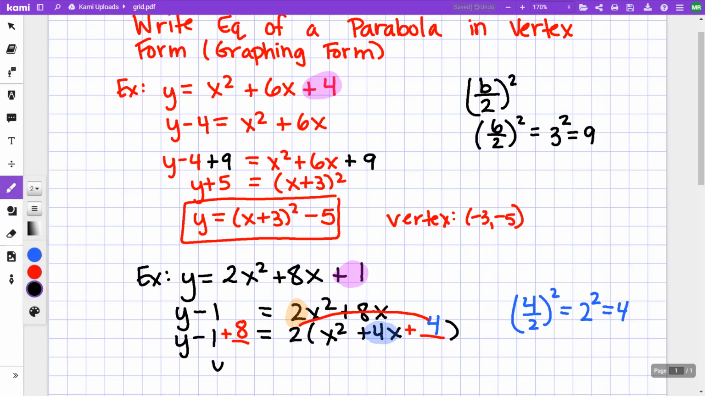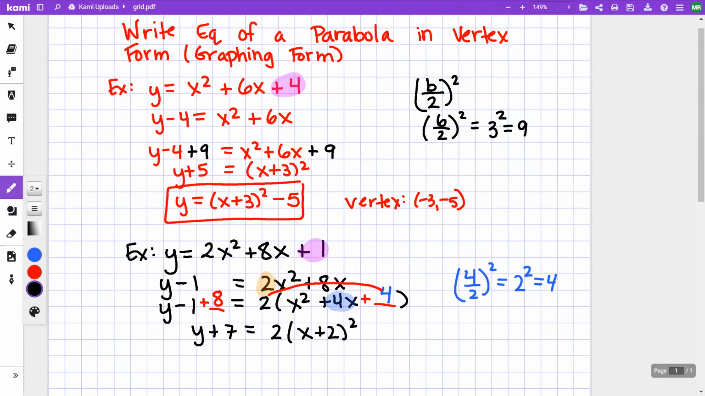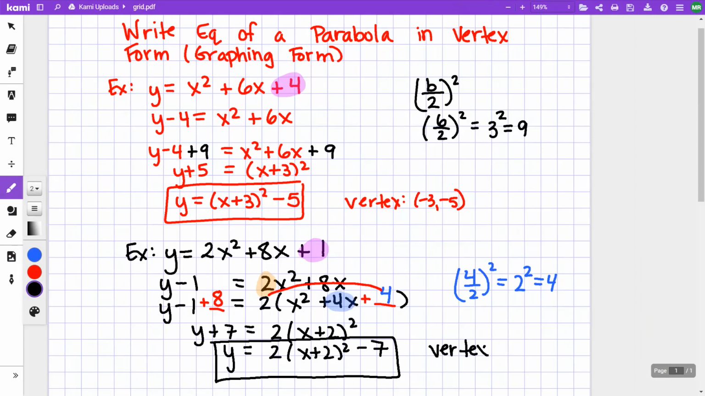So this is going to be y plus 7 is equal to 2 times the quantity x plus 2 squared. Then I'm going to subtract the 7 from both sides. So I'm going to get y equals 2 times the quantity x plus 2 squared minus 7. That's going to be our parabola in vertex form. And my vertex, now we can easily see, is -2, -7.